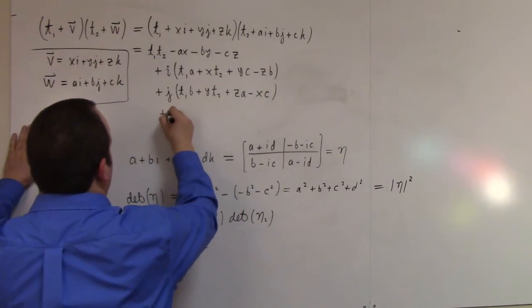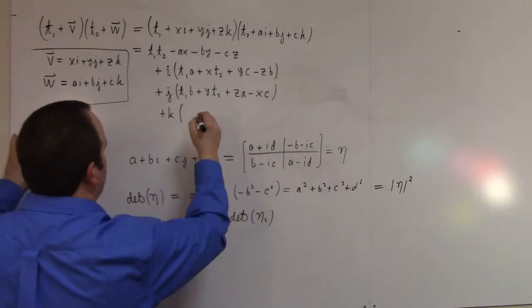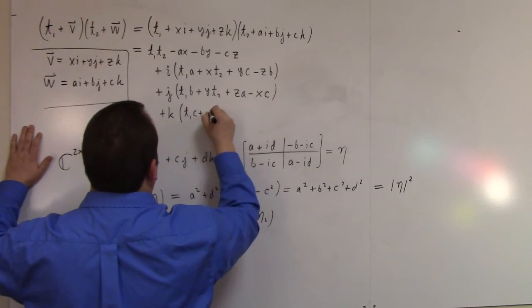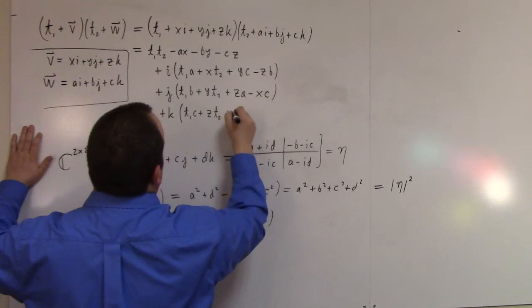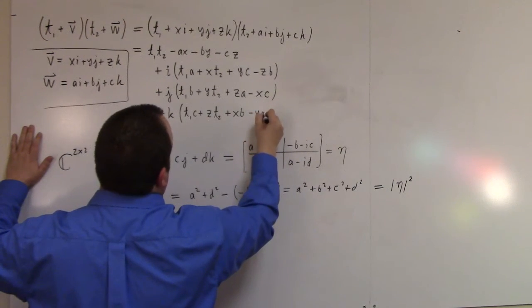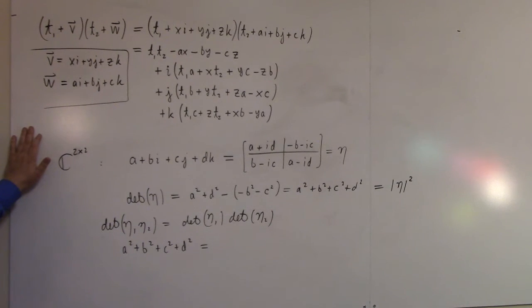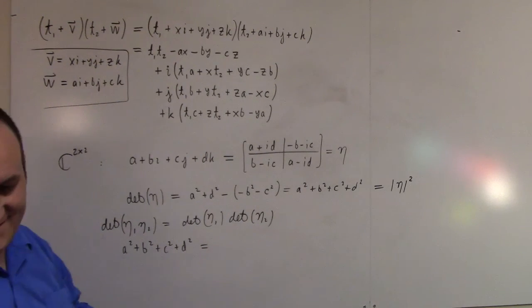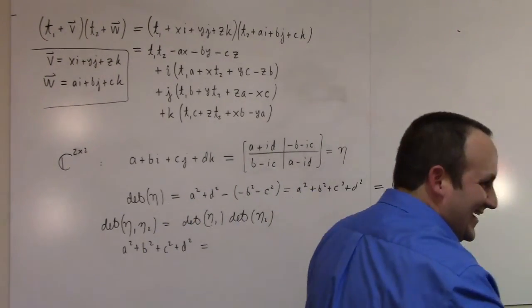And then plus K times what? Oh, so T1C plus ZT2 plus XB minus YA, right? So, I'm just going back and dotting all of them.